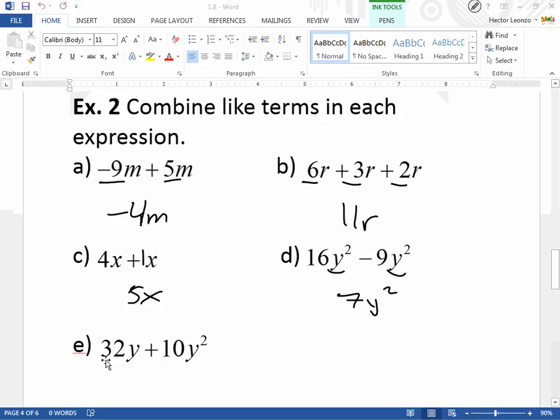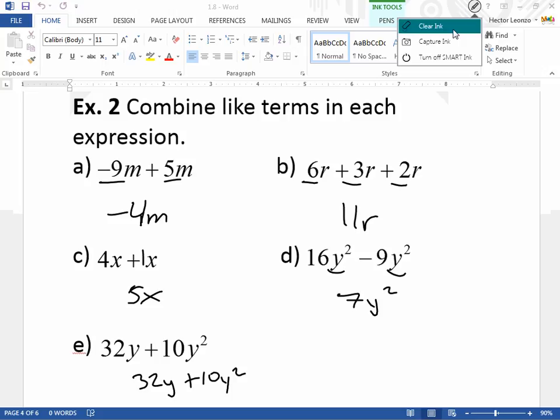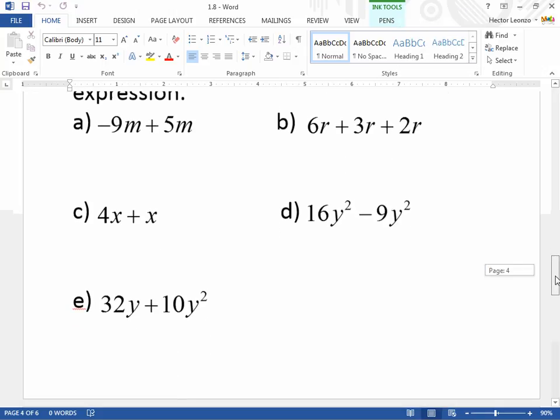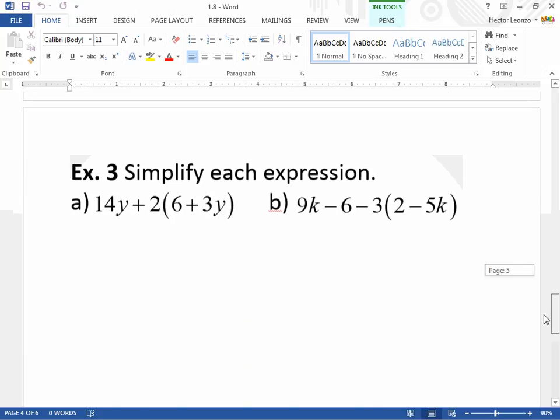Now for my last example, I'm just going to call this 32y plus 10y squared. Notice I'm not going to do anything, and the reason why is because my y's are different. One y is y to the 1. Technically, when we don't see an exponent, it is y to the 1. And the other one is y to the second. So it is not the same y. They have different exponents. In order for me to combine them, they must have the same y, or better said, the same letter.